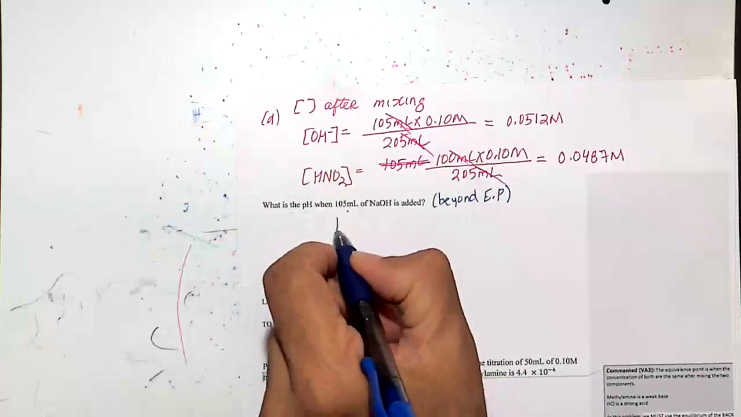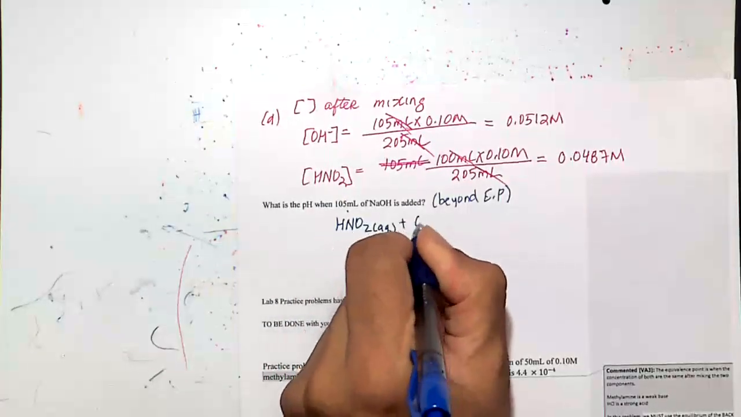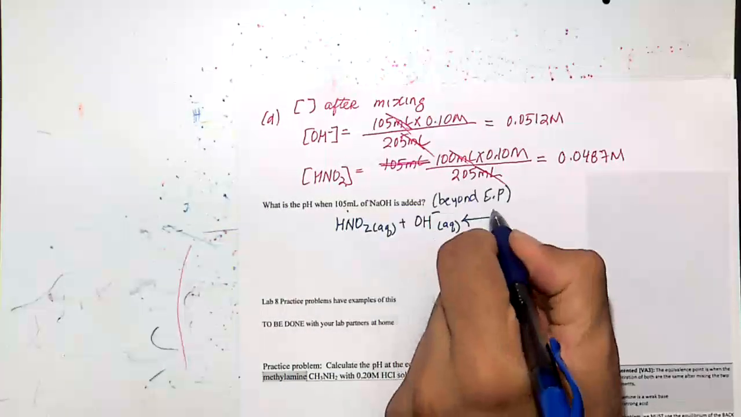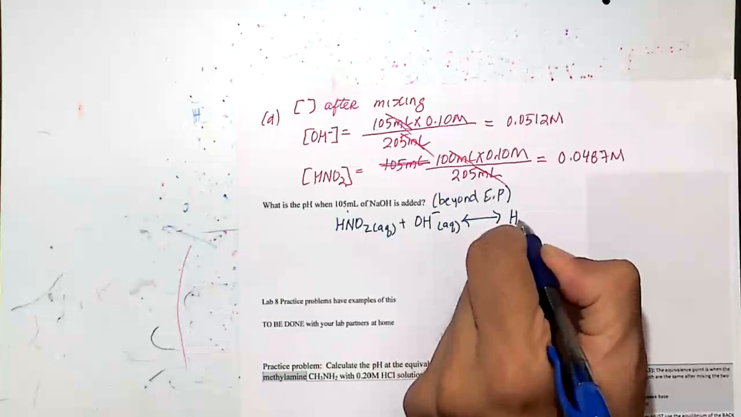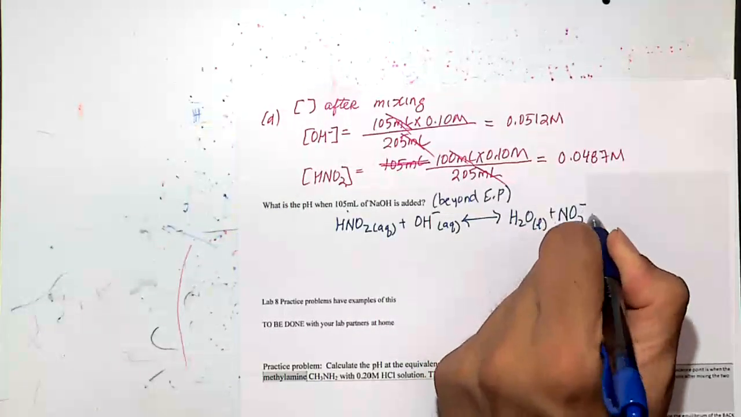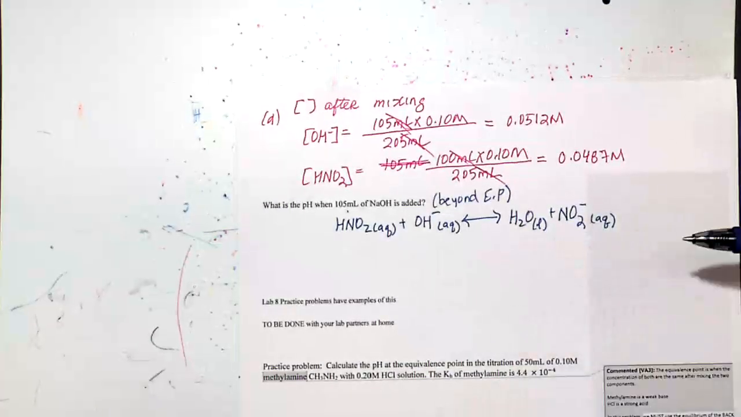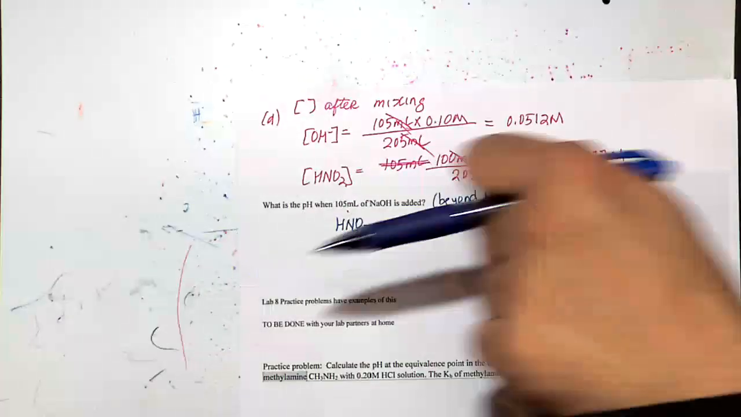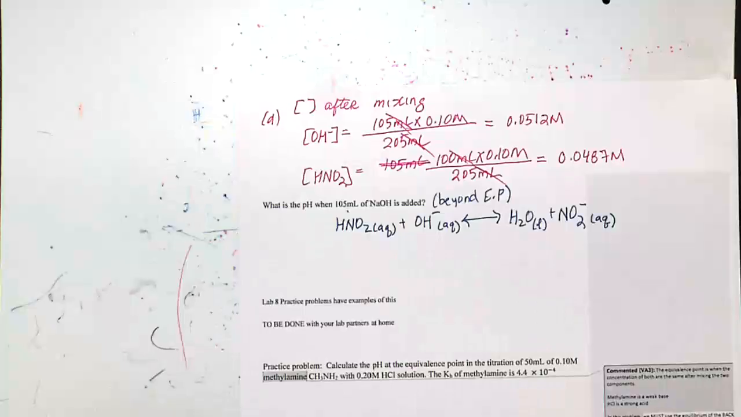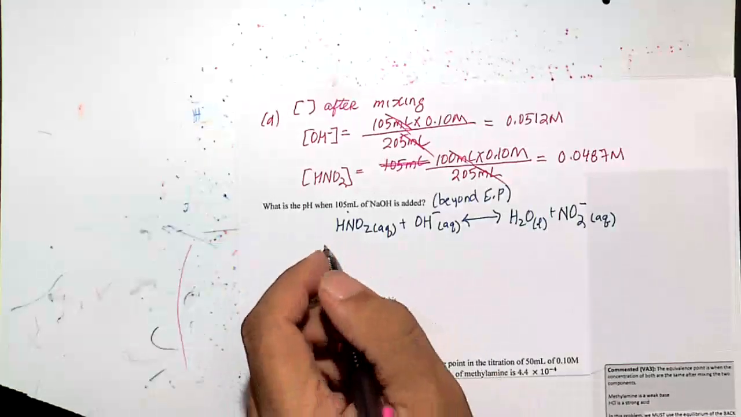What is our equation? Our equation is HNO2 plus OH minus goes to H2O liquid plus NO2 minus. In the previous problem we had to do the back reaction, which as you mentioned, Sam, was Kb. Here we add 105 NaOH, OH minus, to the HNO2. This is our reaction. Are we going to use the back reaction here?